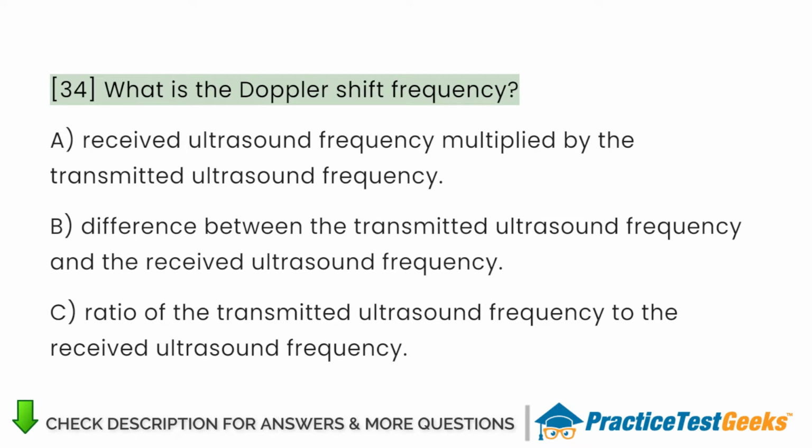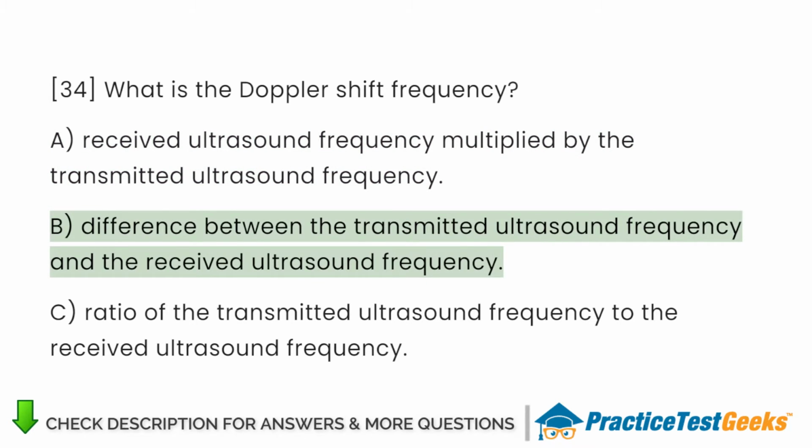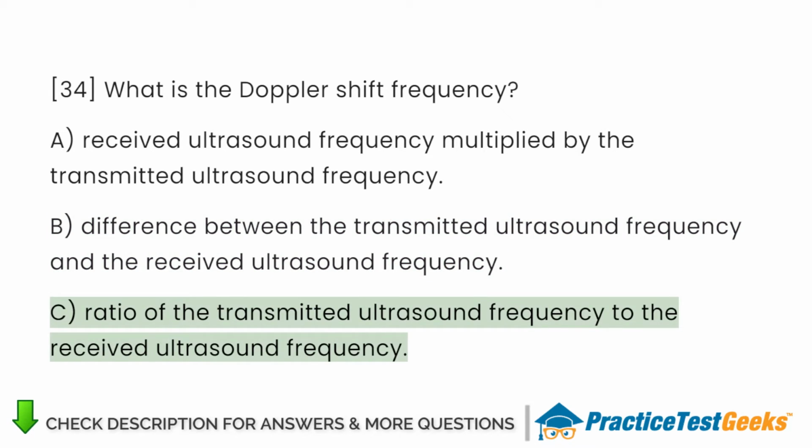What is the Doppler shift frequency? A. Received ultrasound frequency multiplied by the transmitted ultrasound frequency. B. Difference between the transmitted ultrasound frequency and the received ultrasound frequency. C. Ratio of the transmitted ultrasound frequency to the received ultrasound frequency.